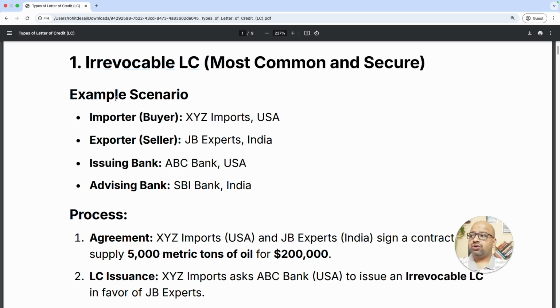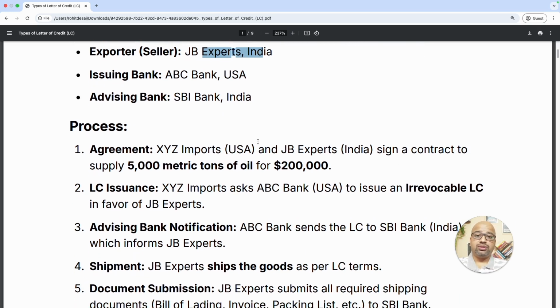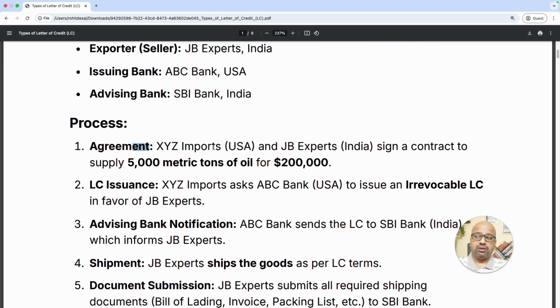In an example scenario, I'll take XYZ Importer as the buyer and JB Experts as the exporter. I'll be using ABC Bank as a facilitator, the issuing bank from the buyer's end, and SBI Bank as the advising bank from my end. So how does the LC normally work? We get into an agreement, sign a contract saying that I will supply 5,000 metric tons of oil at the price of $200,000.